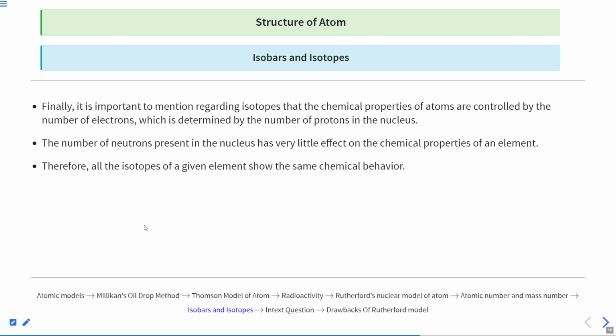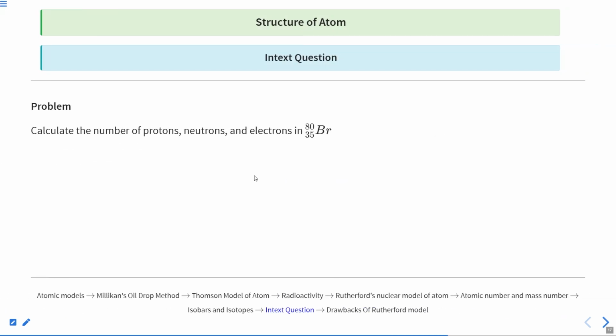Okay, now this is worth mentioning. It is very important that isotopes have the same chemical properties, because chemical properties are controlled by electrons, and the electrons are the same. That is the reason they have the same chemical properties. Their physical properties can change because they have a greater mass number, so density and other properties can change. Therefore, all isotopes of an element show the same chemical behavior.